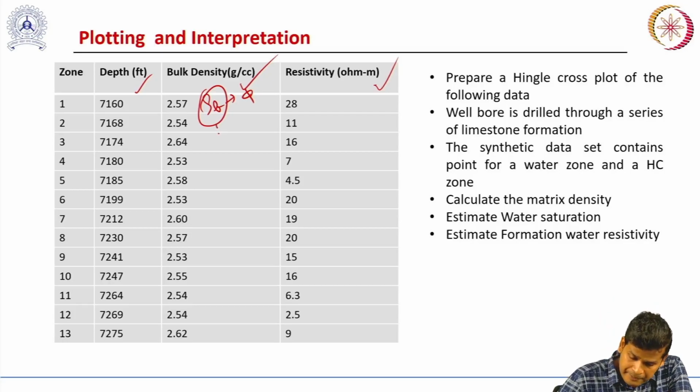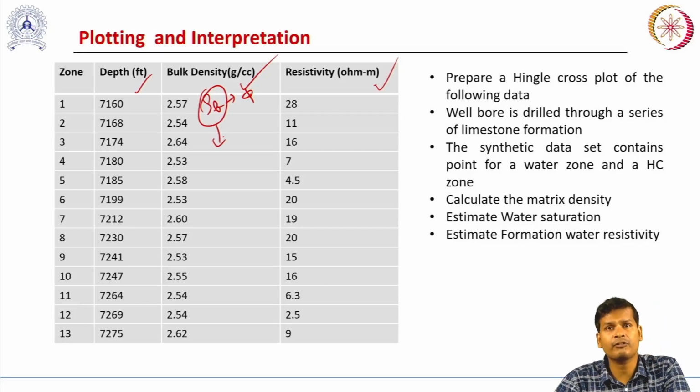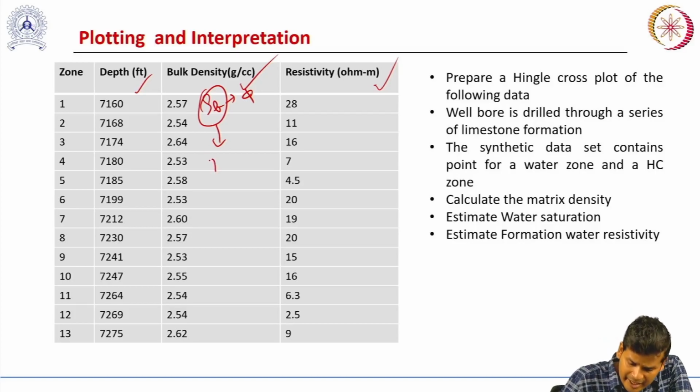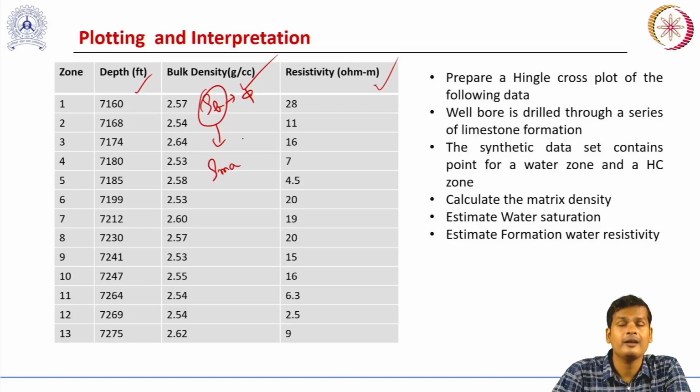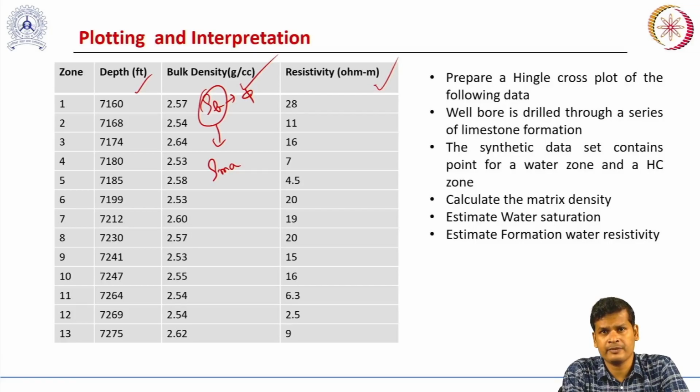The beauty of doing the cross plot in terms of rho b and the resistivity is that we can calculate the matrix density of the formation. Now, matrix density of the formation can be calculated from the Hingle cross plot if it is not known. So this method provides one of the sources to calculate the matrix density. Once again, the matrix density is best estimated from the core data.